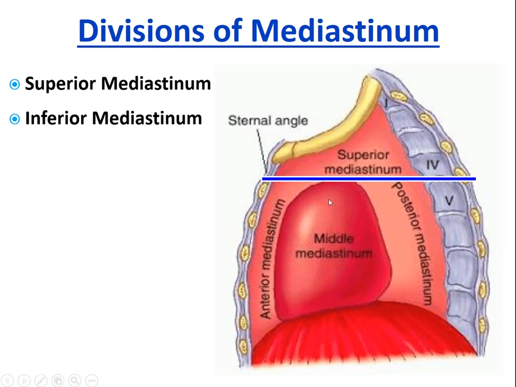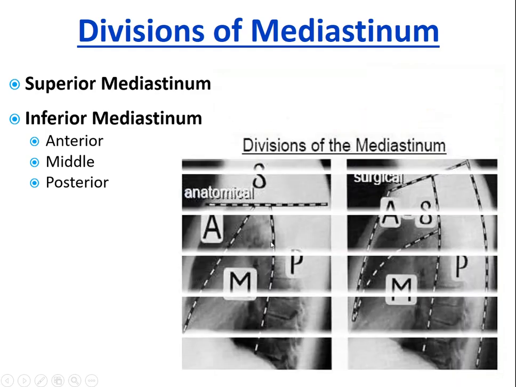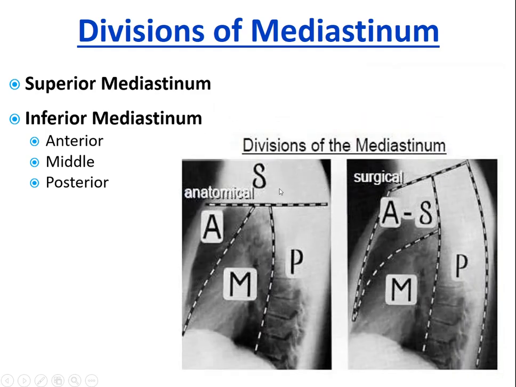Now within the inferior mediastinum there lies the heart with its pericardium, and that will divide the inferior mediastinum into three parts. The part anterior to the heart is known as the anterior mediastinum, the part posterior to the heart is known as the posterior mediastinum, and the heart with its pericardium lies in the middle mediastinum. So the inferior mediastinum is divided into three parts: anterior, middle and posterior mediastinum. And these subdivisions we can easily see in the lateral view of the chest x-ray.